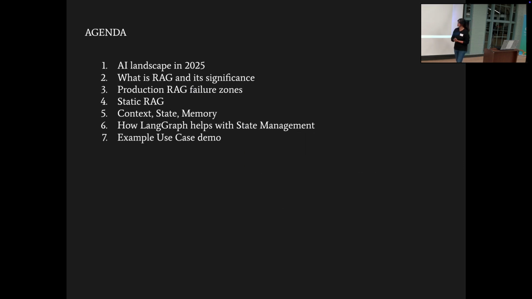So the agenda today is going to be brief. We'll talk about the AI landscape in 2025, what's RAG and the landscape of it, and what are the production RAG failure zones. And I'd be diving deep into one of these production failure zones, which is the static RAG. This is something that fails silently without people even realizing, and sometimes we also drive away a lot of users because there's not a lot of context while the users are having the conversation.